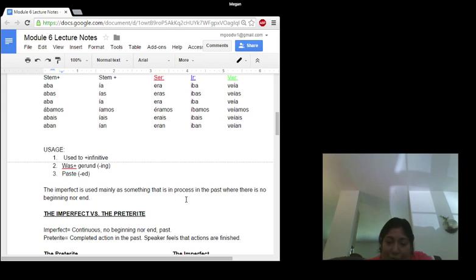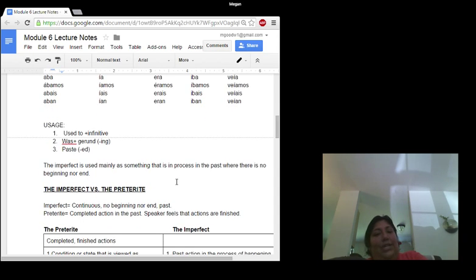The usage of the imperfect is for 3 different situations in the past. One is to express something that you used to do with the infinitive. So an example would be podía hablar, which means I used to speak.